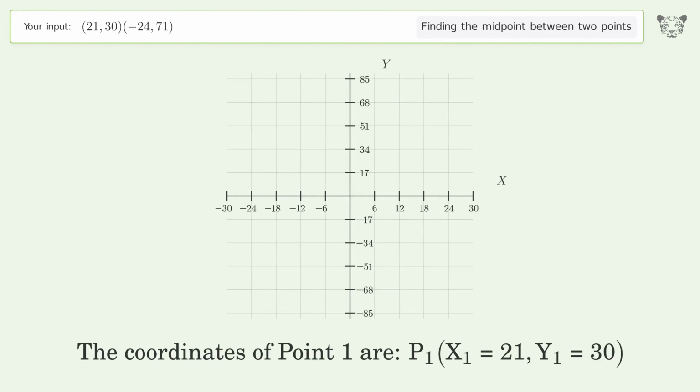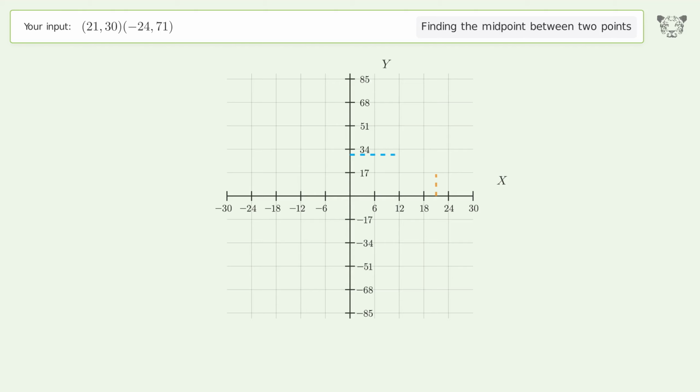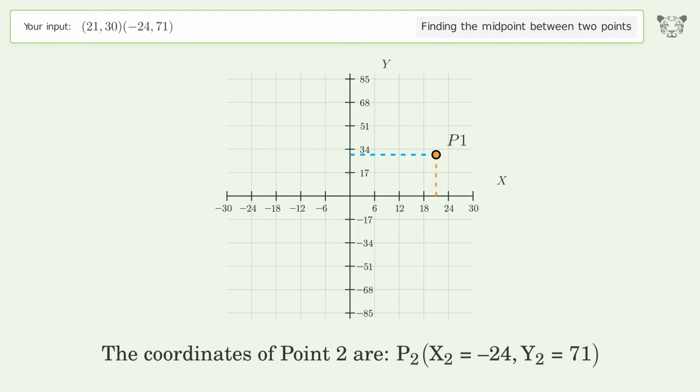The coordinates of point 1 are x1 equals 21, y1 equals 30. The coordinates of point 2 are x2 equals -24, y2 equals 71. PM represents the midpoint of the 2 points.